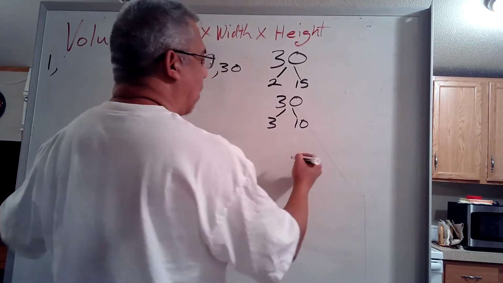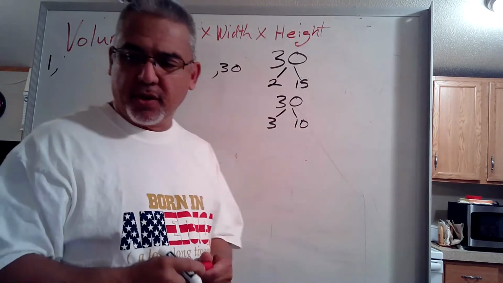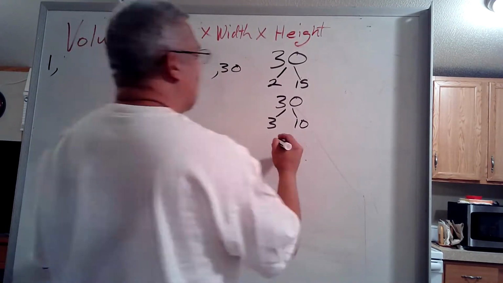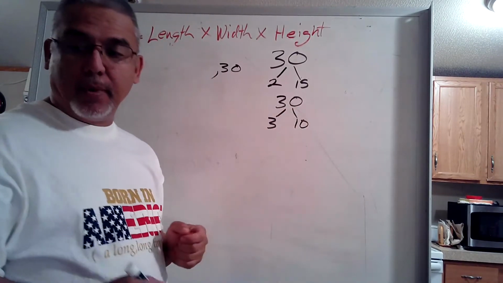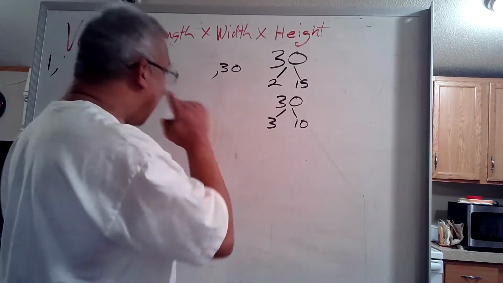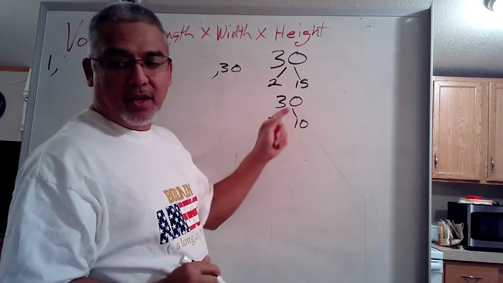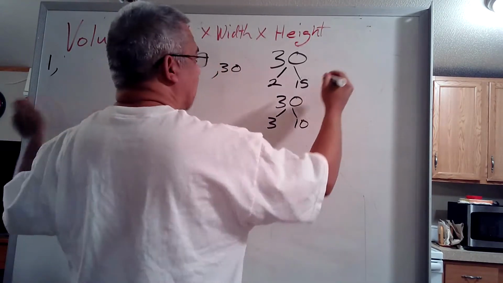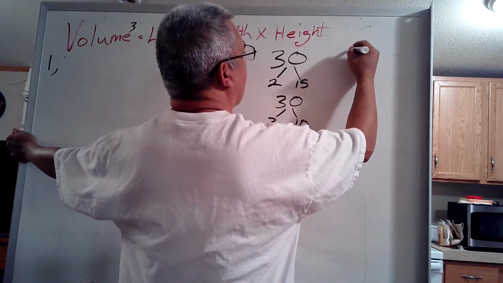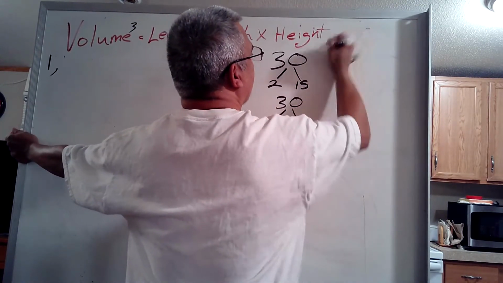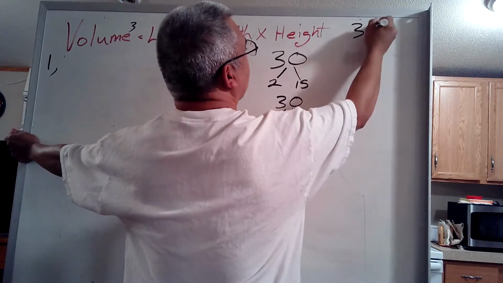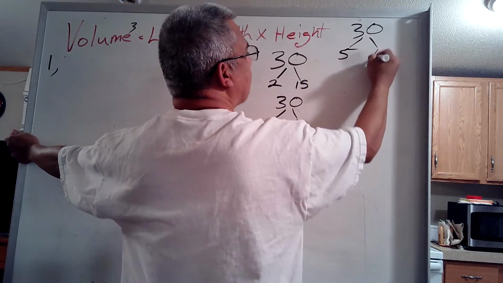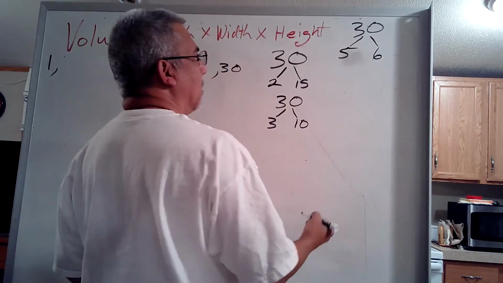Can I go 4? 4 times something is 30? No, I don't think so. Hey, this ends in a 0, so can I break it with a 5? Yes. Because this ends in 0, I can break it with a 5. So, I'm going to put 30 over here again, a little bit higher, and that is 5 times who? 5 times 6 is 30.